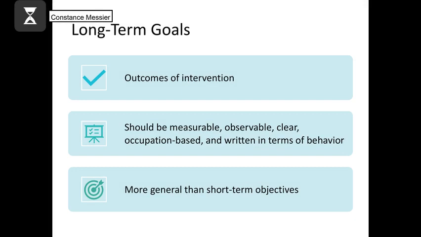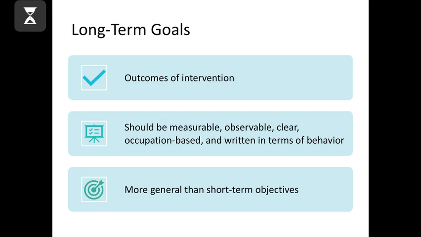Long-term goals tell us what's the outcome of the intervention. So what should the client, the child, achieve after the intervention process? They should be measurable, observable, and clear, written in behavioral terms so that we can identify that there's a change, and they always should be occupation based. Goals need to be very specific and address the problems that have been identified.